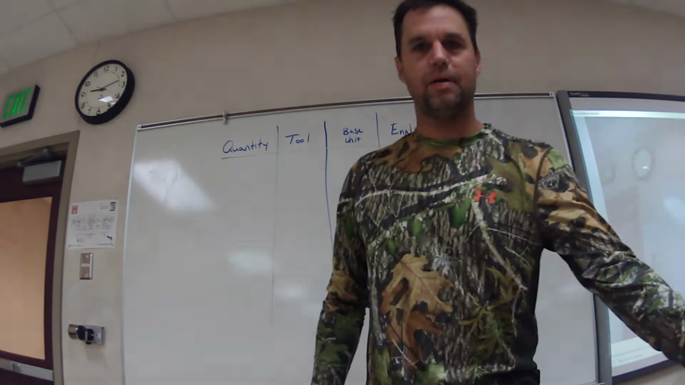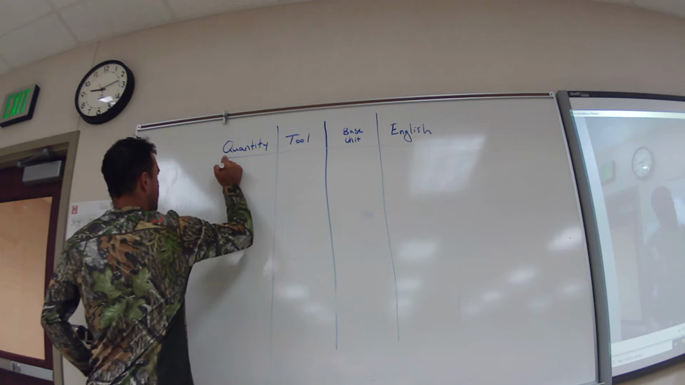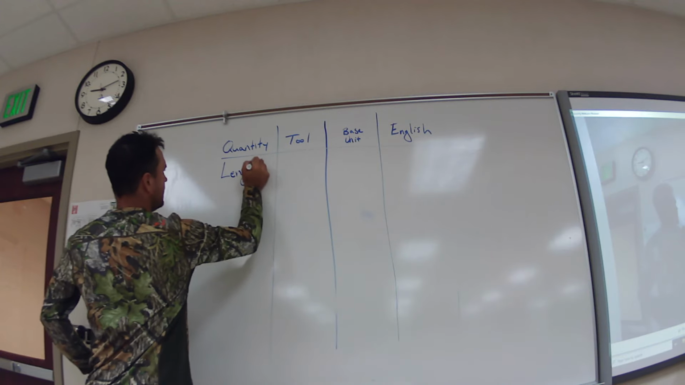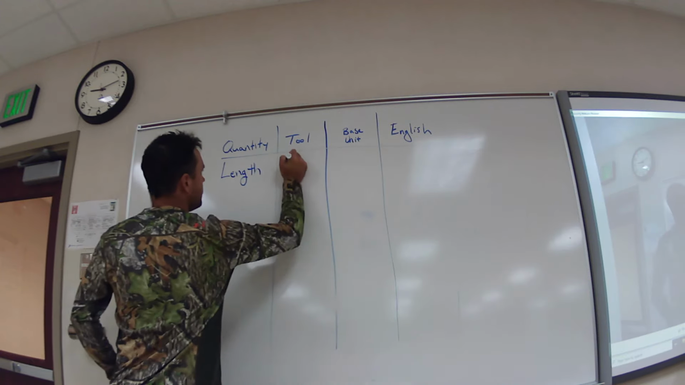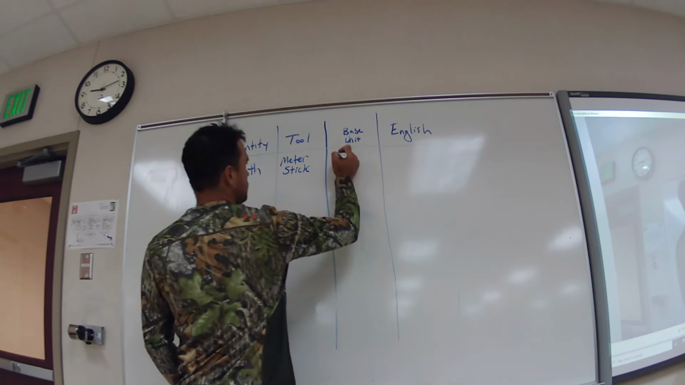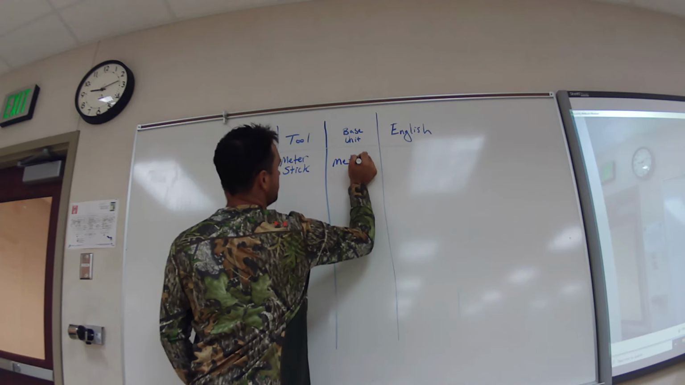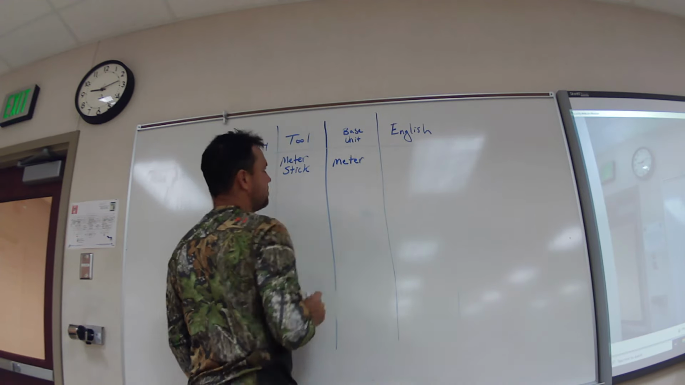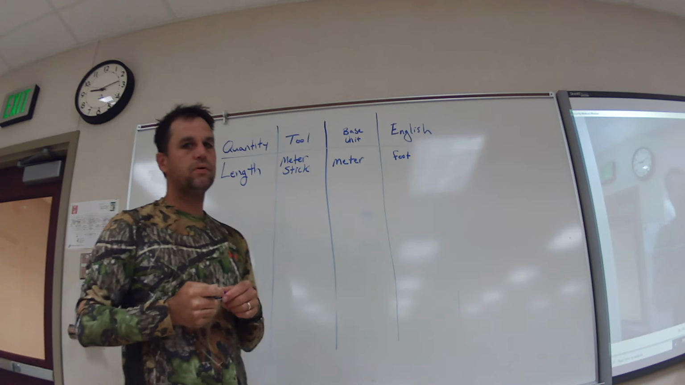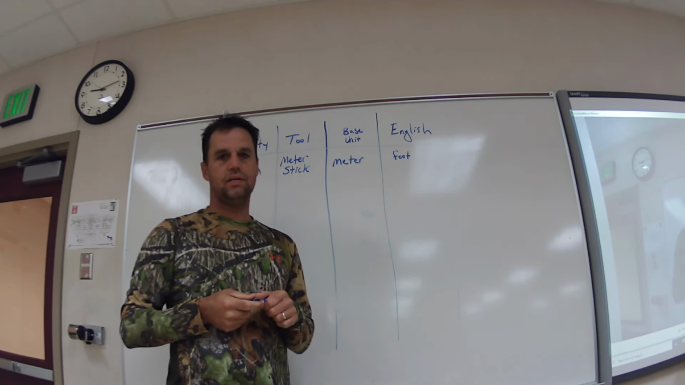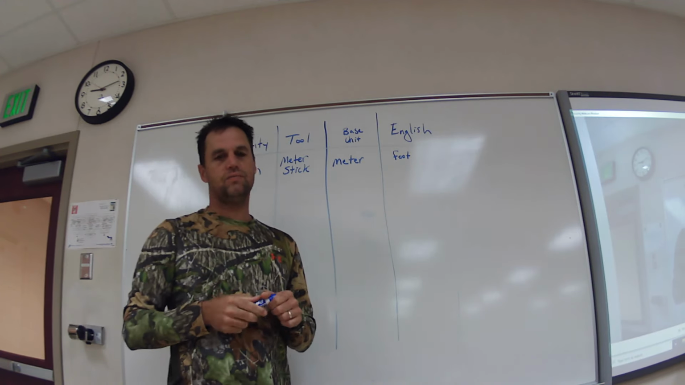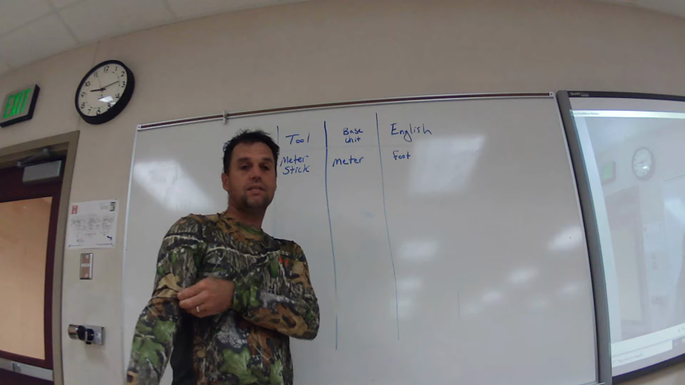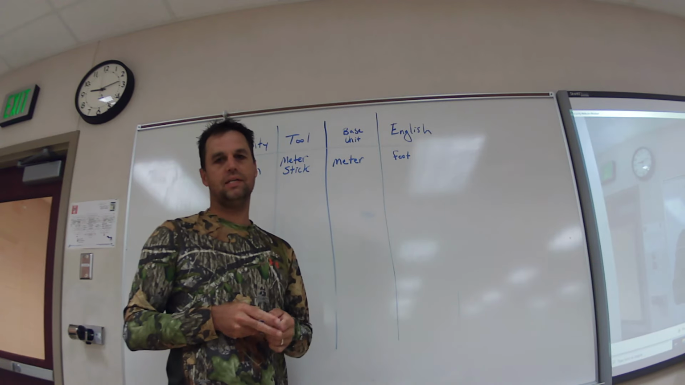So let's talk about what we might want to measure. I got this little table here. We could measure length, and we will do that a lot in this class. The tool that we will use is a meter stick. I have one, I'll show it to you in a second. The base unit in the metric system is appropriately the meter, and in English, it's the foot. All right, so a meter is actually closer to a yard as far as conversion goes. I think it's like 39 inches or something. The one that I know is there's 2.54 centimeters in an inch.